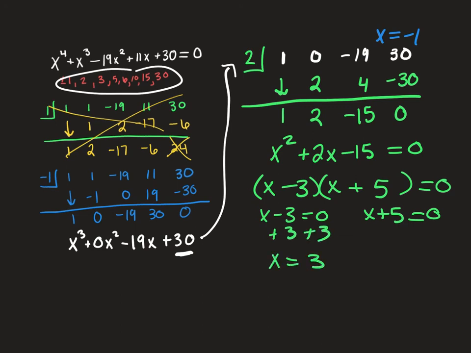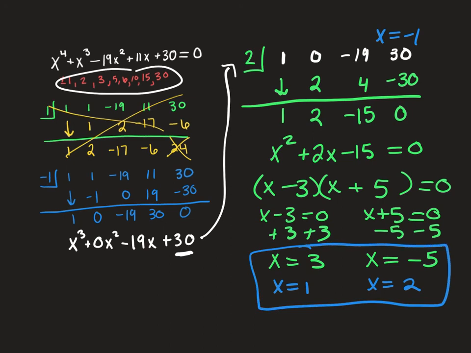So x equals 3. And x equals negative 5. And we already knew that x equals 1 and x equals 2. So these 4 are our solutions to our problem. So it looks a lot scarier than it really is. You basically find your list of factors, start plugging those factors in for synthetic division, and just repeat that process until you're left with 3 numbers. And then you set it up like a quadratic equation and factor it, and then you're done.